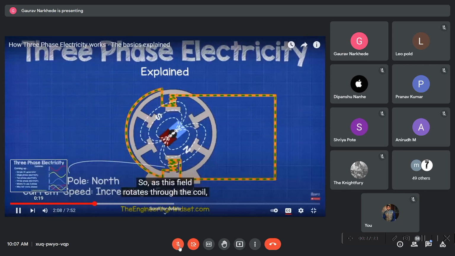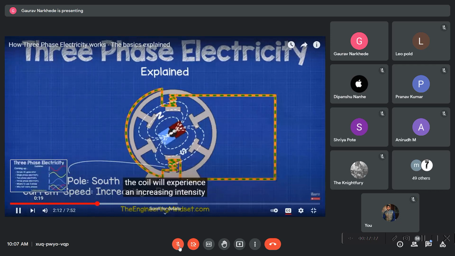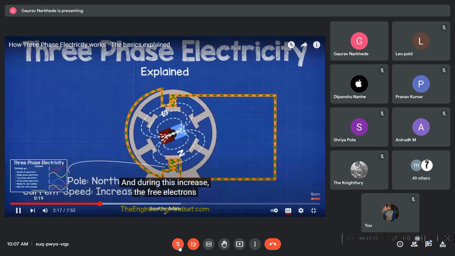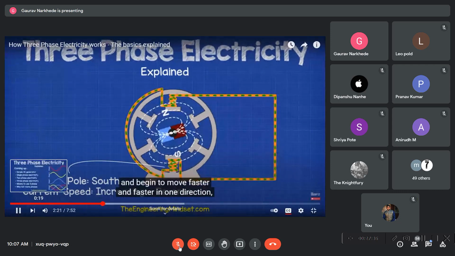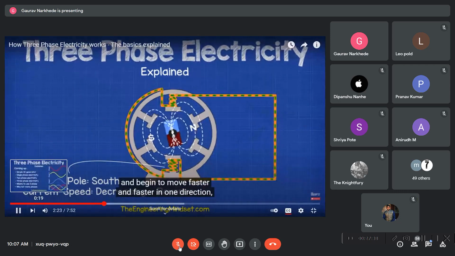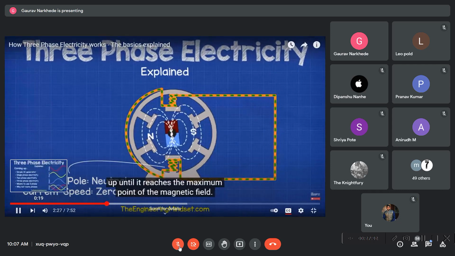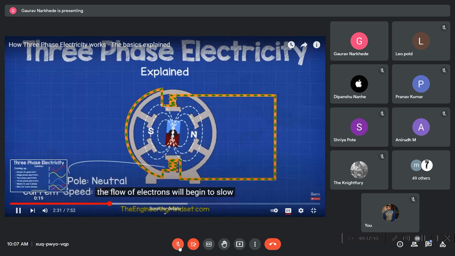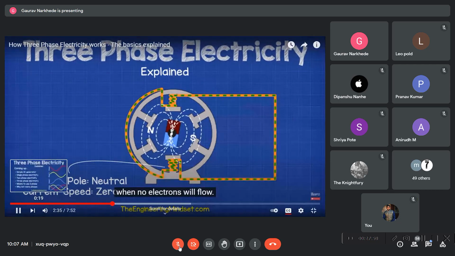So as this field rotates, the coil will experience an increasing intensity of the magnetic field's positive half, and during this increase, the free electrons within the copper coil will be pushed and begin to move faster and faster in one direction up until it reaches the maximum point of the magnetic field. Then, as the magnetic field decreases, the flow of electrons will begin to slow all the way until it reaches the neutral point where no electrons will flow.